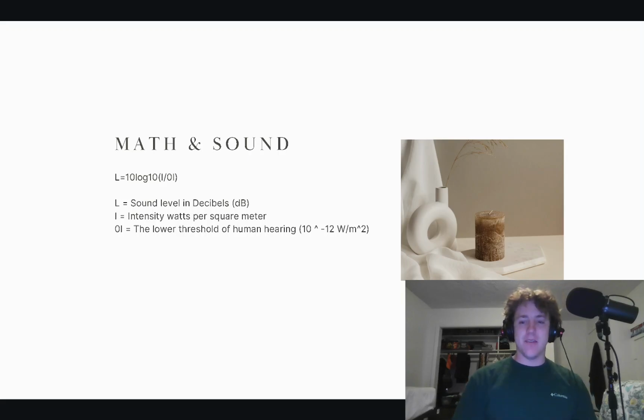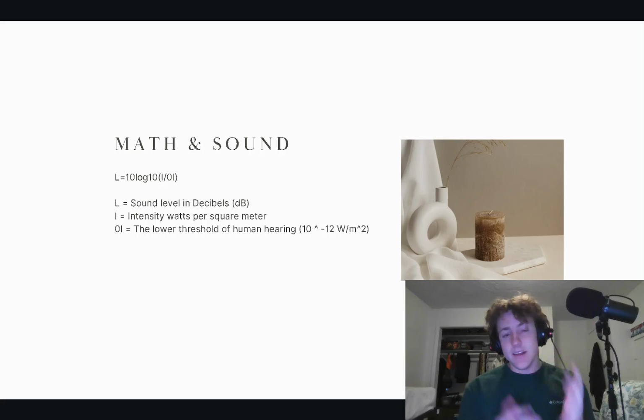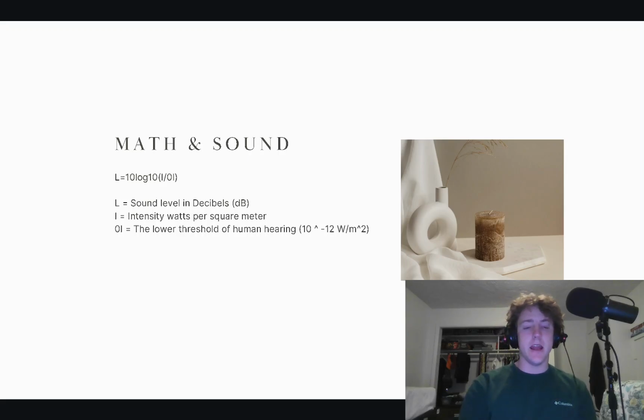So here's math and sound. Like I said, we hear sound in kind of a logarithmic form, not a linear form. If you can kind of draw that out in your head, do your best there. Here's the formula for sound level for how we hear it. It's a logarithmic equation. The I is intensity in watts per square meter, and the zero I is the lower threshold of human hearing. That's what that formula looks like.